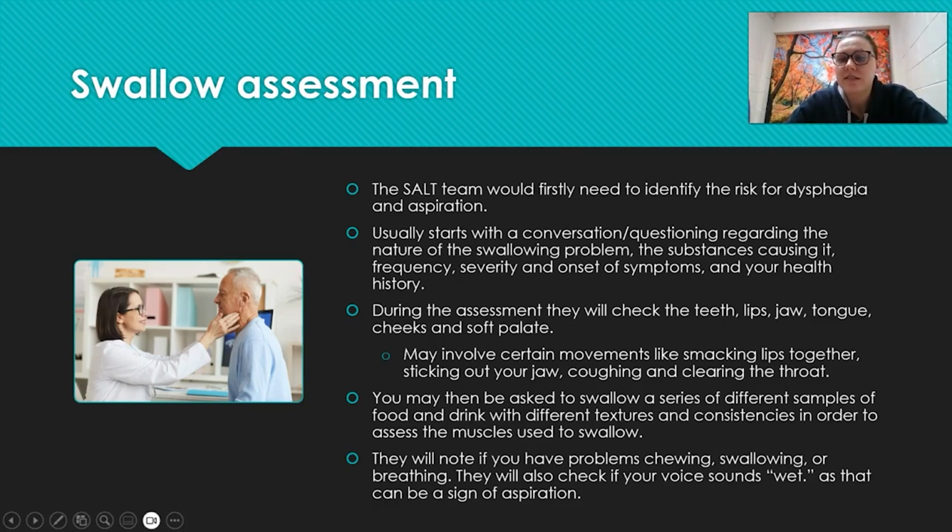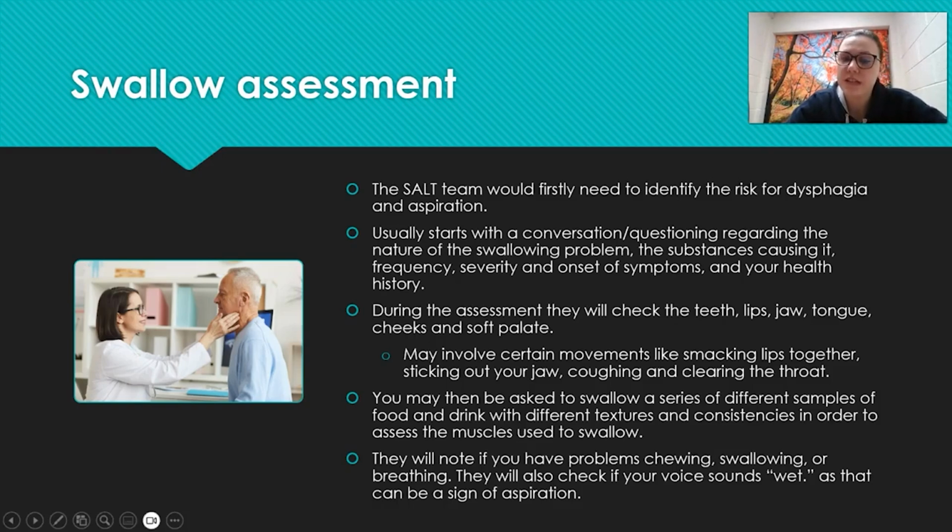They may then ask you to swallow a series of different samples of food and drink of different textures. For example, some people struggle with more chewy foods or quite doughy foods like bread. They can find those harder to swallow. So they may try you on something and then see if you manage better with food in a different form.